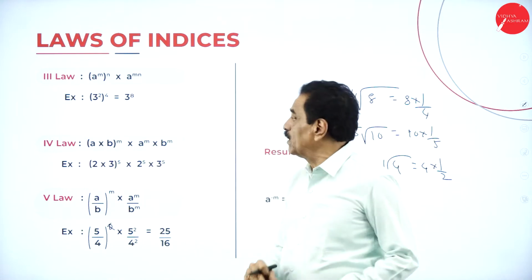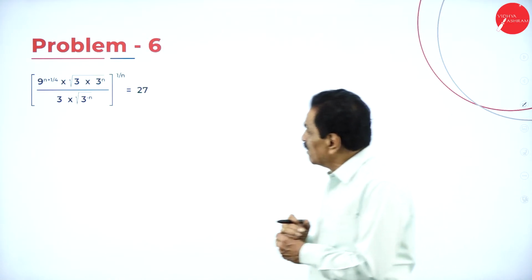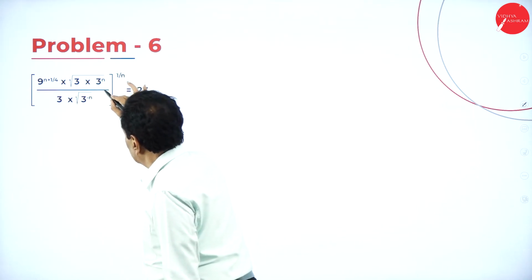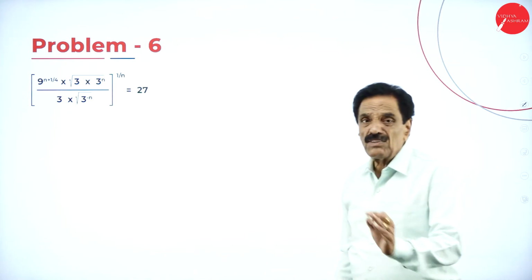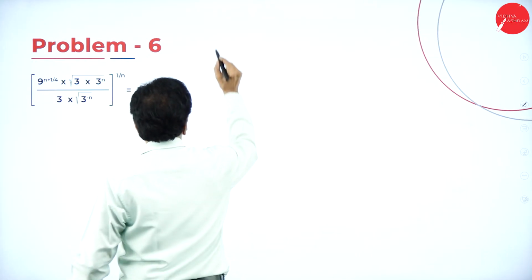So, we'll go to the problem now. This is the sixth problem. You are going to see this very carefully. You have got 3 here. We have got 3 here. We have got 3 here. We have got 3 here. So, convert all the numbers in the form of 3. We can write this.